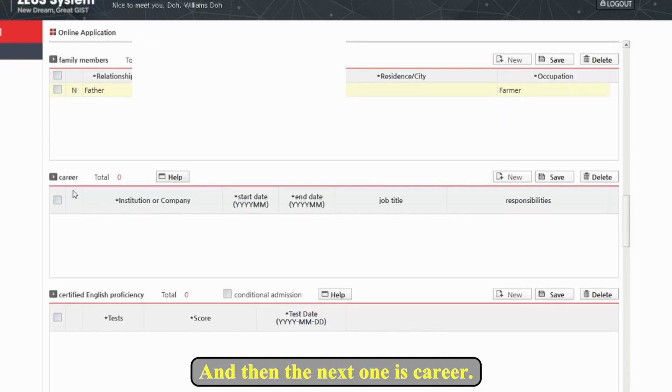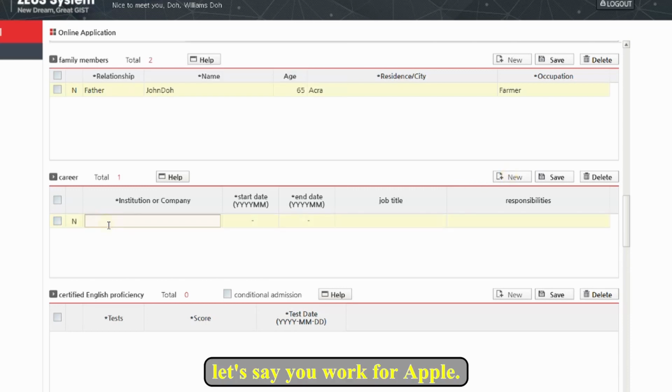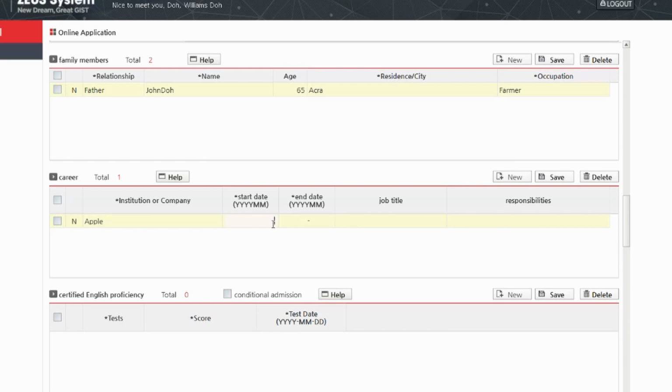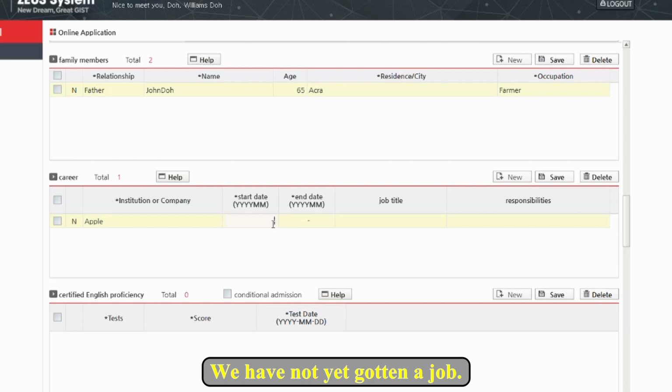And then the next one is career. If you are working, provide the information. You have to write down the name of the company. Let's say for example here you have to click on new, and let's say you work for Apple. You have to write Apple and then the date when you started working for Apple. Maybe you started working for Apple, but since we just graduated, we have not yet gotten a job, we just want to proceed to a master's degree.